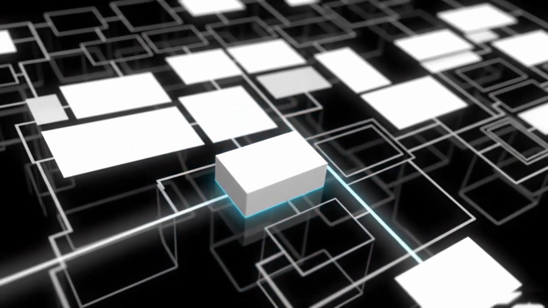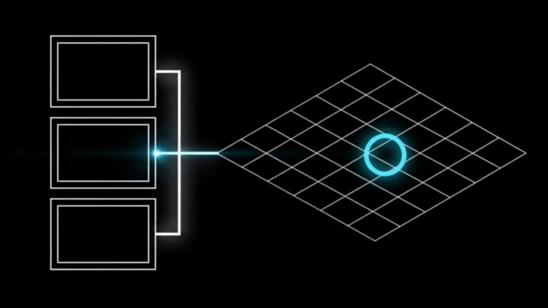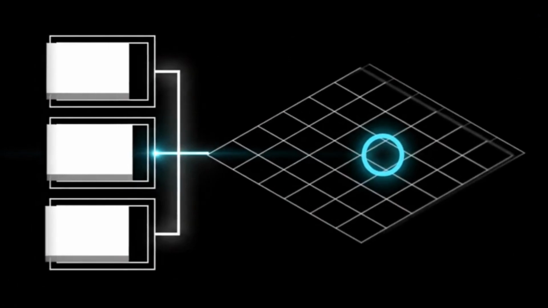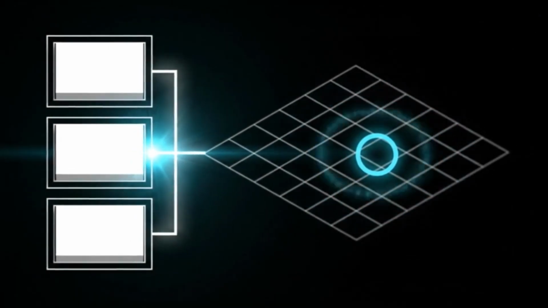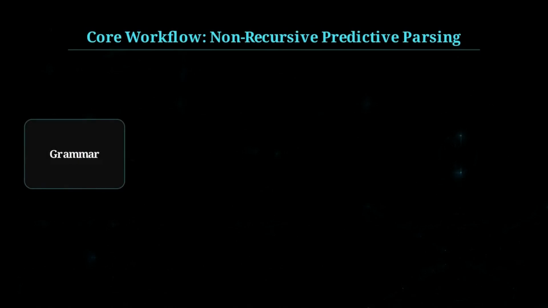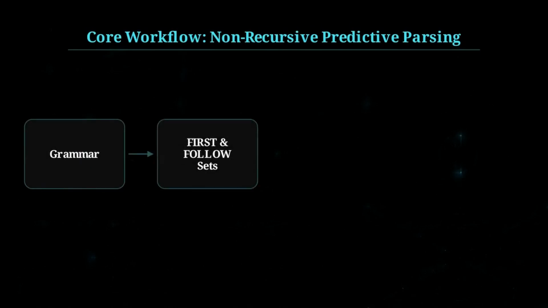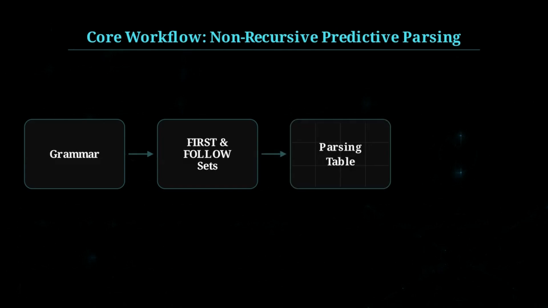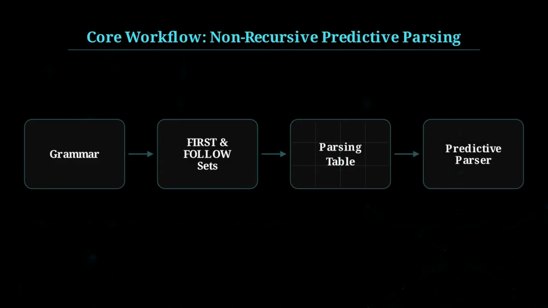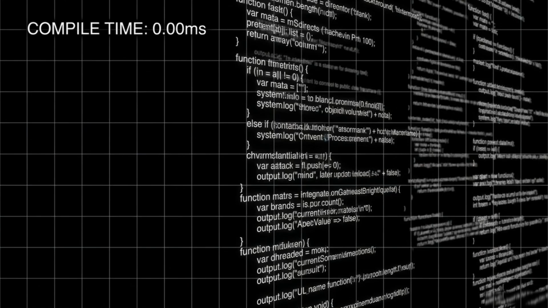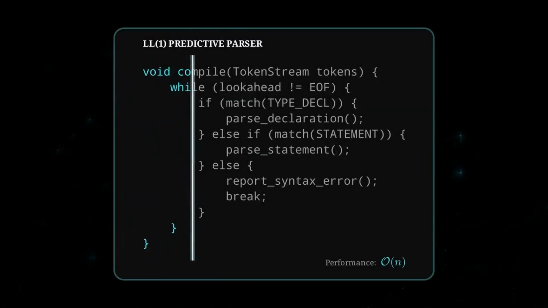parsed with complete foresight. We have now moved from the chaotic, resource-heavy nature of backtracking to a single, highly efficient stack operation. This creates a sequential pipeline for modern compilers, turning a grammar into sets, the sets into a table, and the table into a predictive parser. The elimination of backtracking changes the efficiency of the build. Because the parser never has to rescan or re-guess, it can process the entire source code in a single direct pass. However, this table-driven method isn't universal.